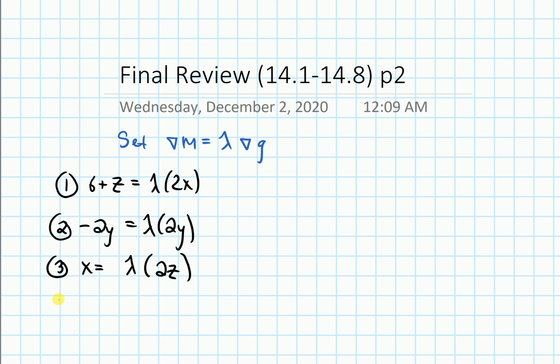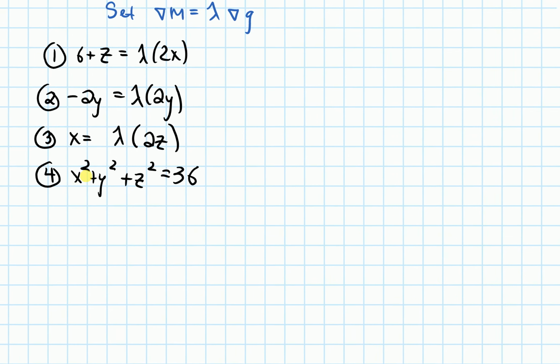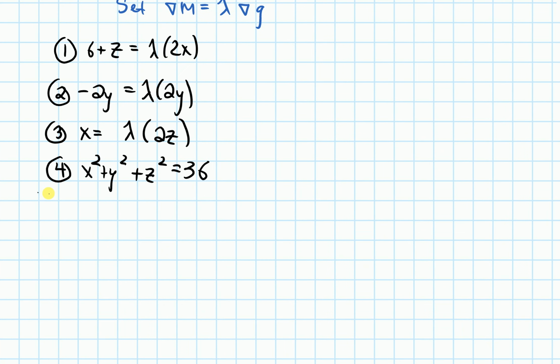Okay, so there's one more equation I get to write down, which comes from my constraint: x squared plus y squared plus z squared equals 36. Okay, so we have the system of four equations, a system of four equations and four variables, x, y, z, and lambda, that we want to solve.